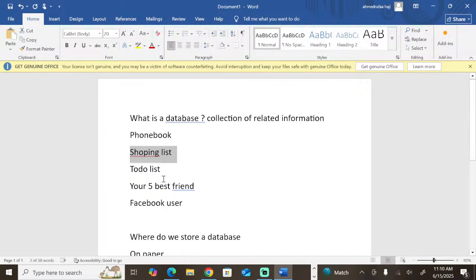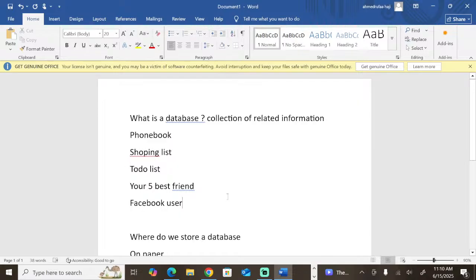To-do list, the same thing. If you have a plan, you want to do something, then the collection of that is known as a to-do list. So a collection of related information, all right? When you combine those related information, they form a collective name. Your 5 best friends, maybe is a title. So if you name those 5, they form what you call 5 best friends. Am I wrong? Correct. Same thing with Facebook users.